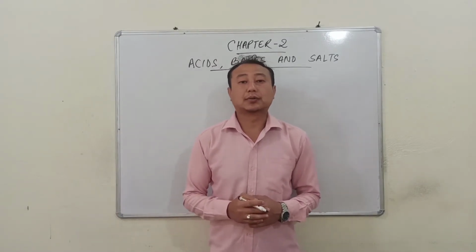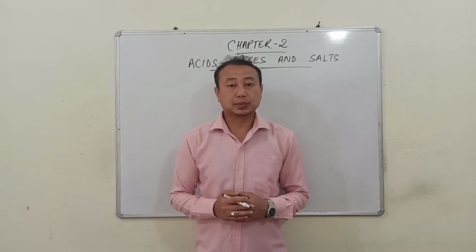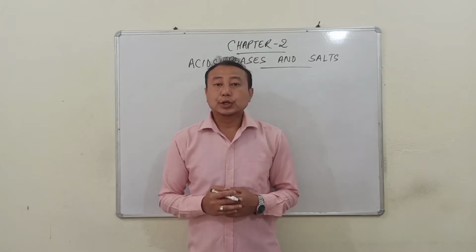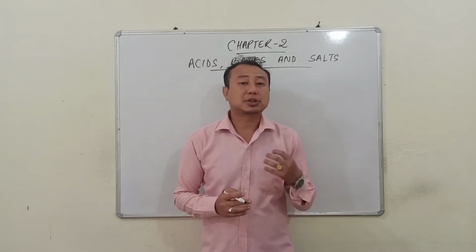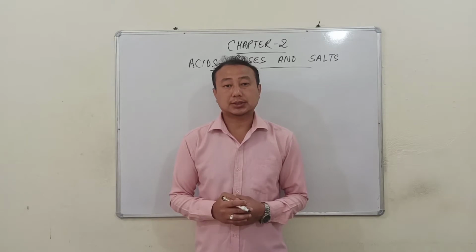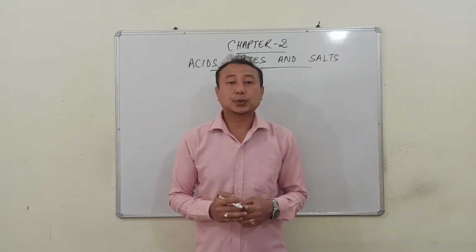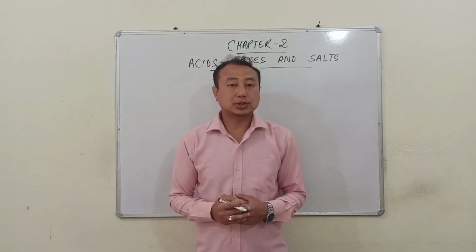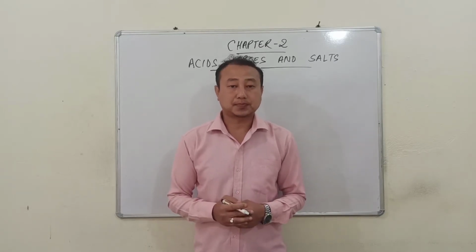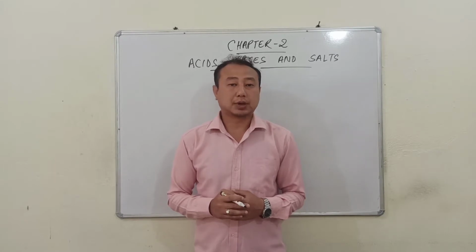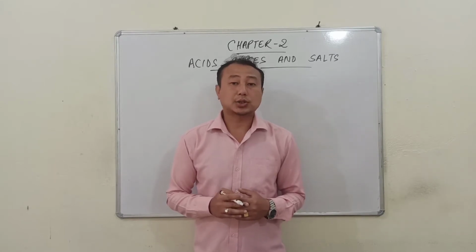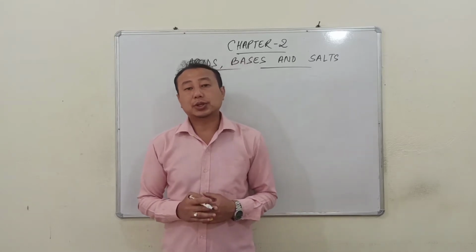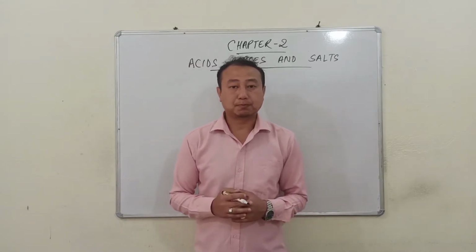Today we are going to take up a new chapter of our book, chapter number 2, acids, bases and salt. In this chapter we are going to learn about the properties of these three substances. Acids are the ones which used to have sour taste, while the bases are the substances which have a bitter taste. The salts are the ionic compounds which are formed during the neutralization reaction between an acid and a base. So regarding these three things we are going to learn in this chapter.